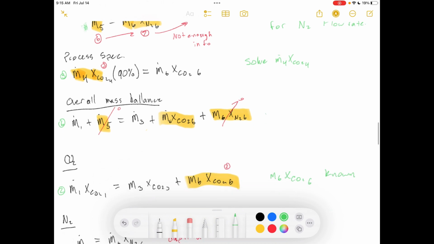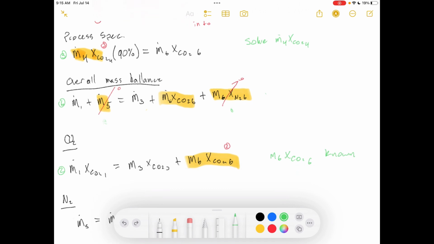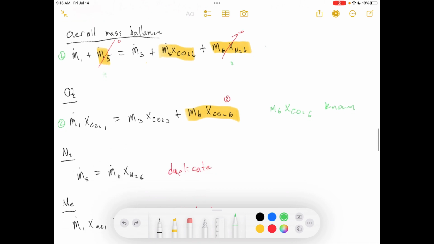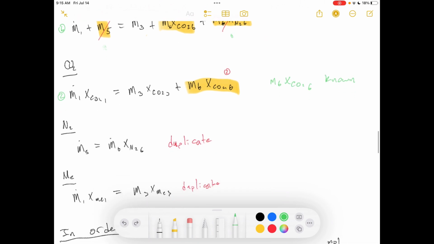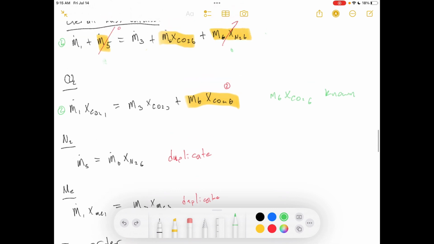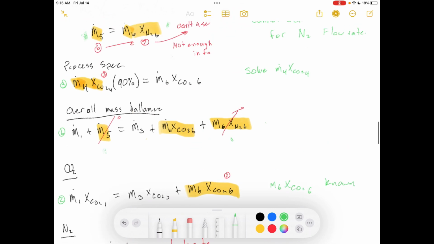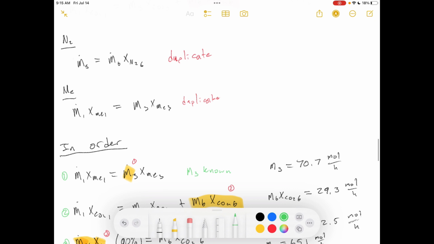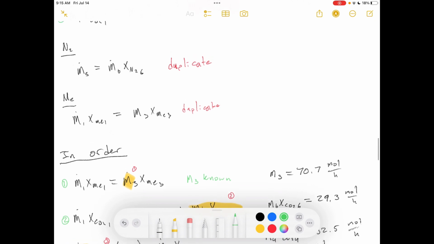So when we go down and do our overall mass balance, we can see that these things are equal to each other and they'll cancel each other out. The process specification I put in here is another equation that we can use. Then I did an overall mass balance of CO2 and an overall mass balance of nitrogen. That's a duplicate of what we had up here before. And then an overall mass balance of methane, which also ends up being a duplicate of what we've had before.